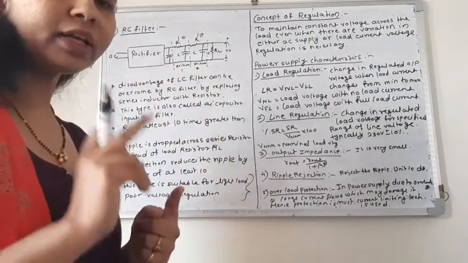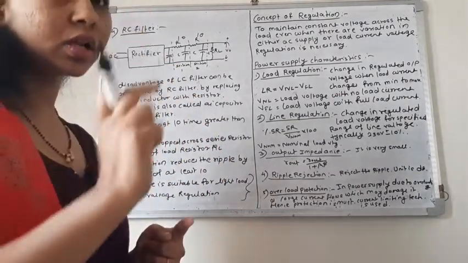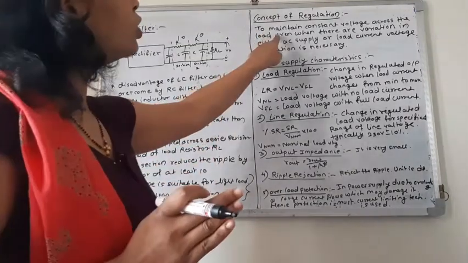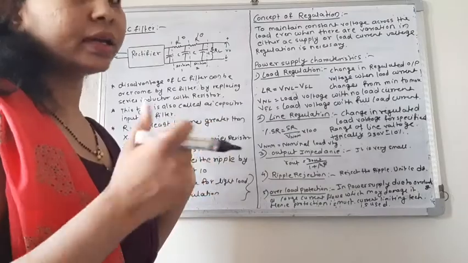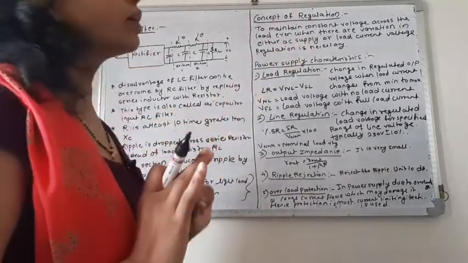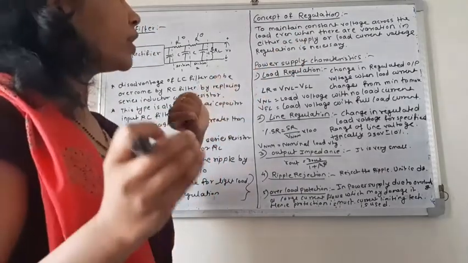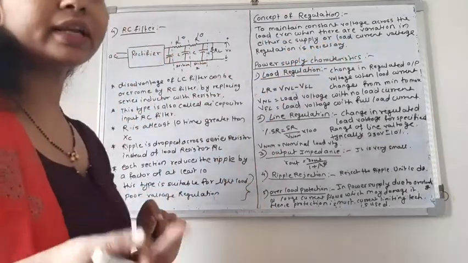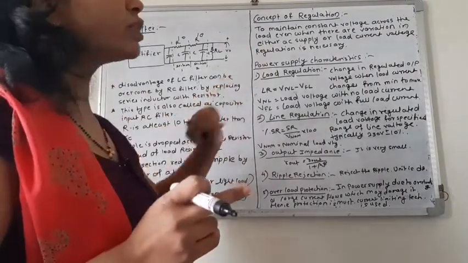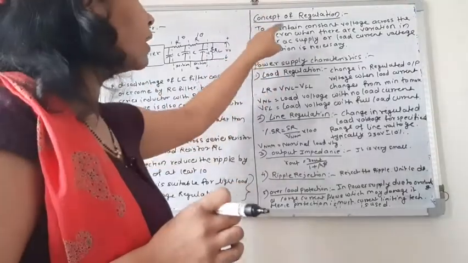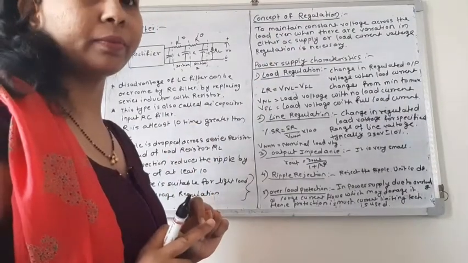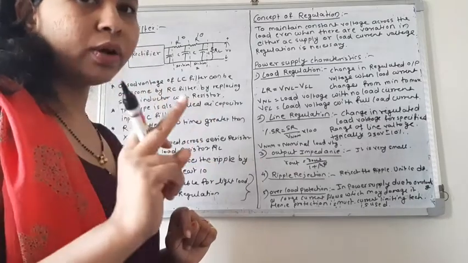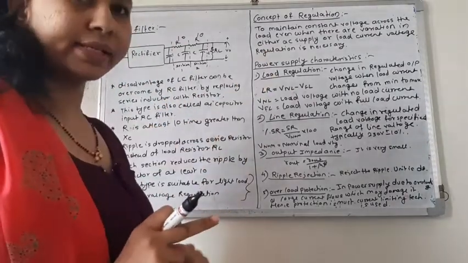To maintain a constant voltage across the load resistor RL in any condition, whether the AC supply varies or the load current varies, regulation is necessary. We have to maintain a constant voltage across the load, and for that regulation is necessary.